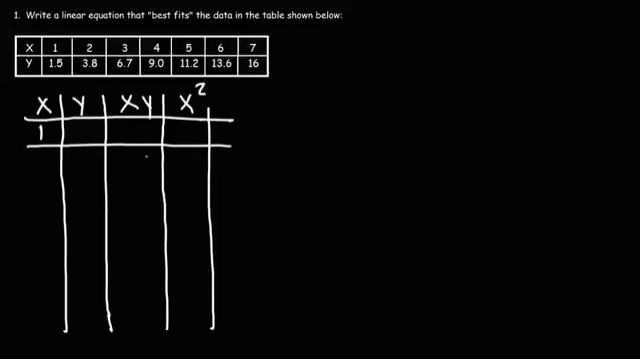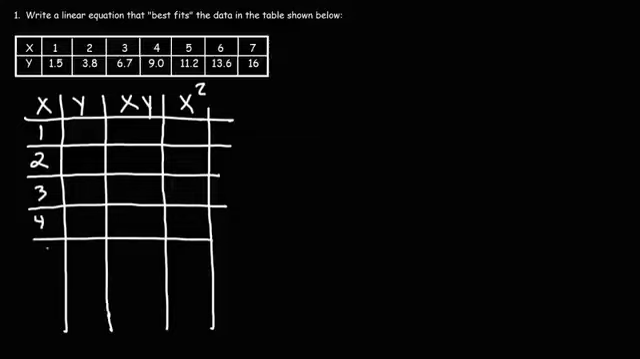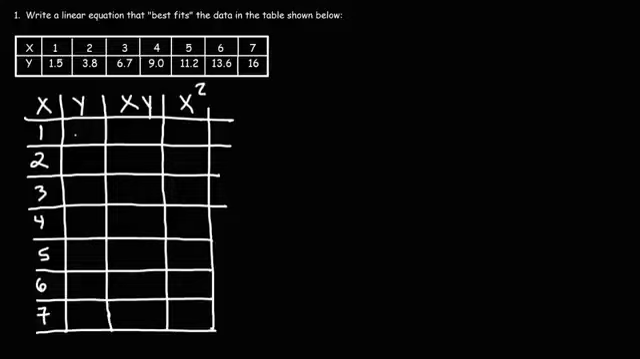Now let's plug in the values. The first x value is 1, next is 2, and then 3, 4, after that is 5, 6, and 7. Now let's write the corresponding y values. So it's going to be 1.5, 3.8, based on what we see in this table, and then it's 6.7, 9.0, 11.2, 13.6, and then 16.